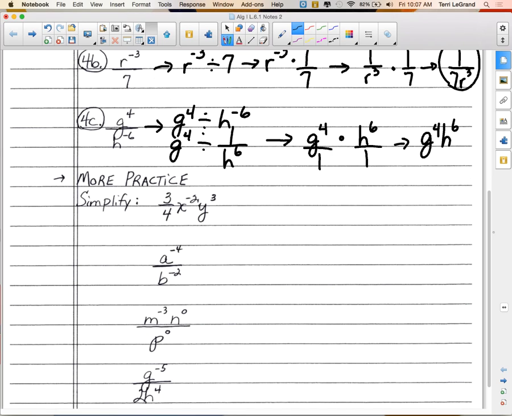And downstairs we have 1 times 1. That's 1. Do we need it? No, we don't need it. Here's our answer.